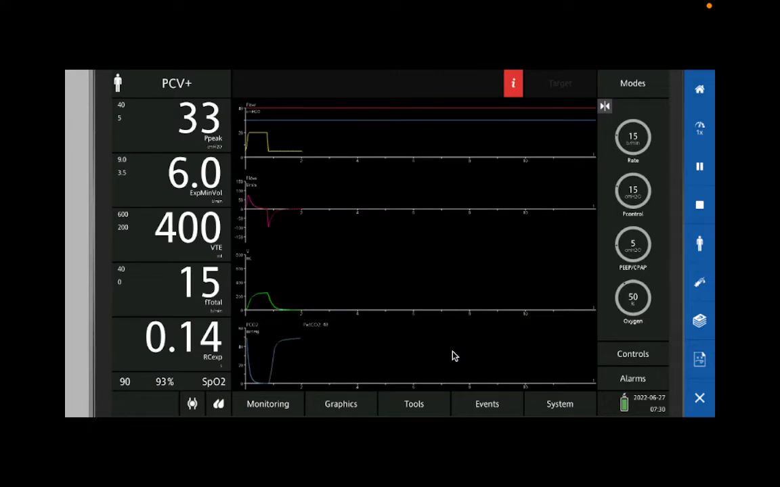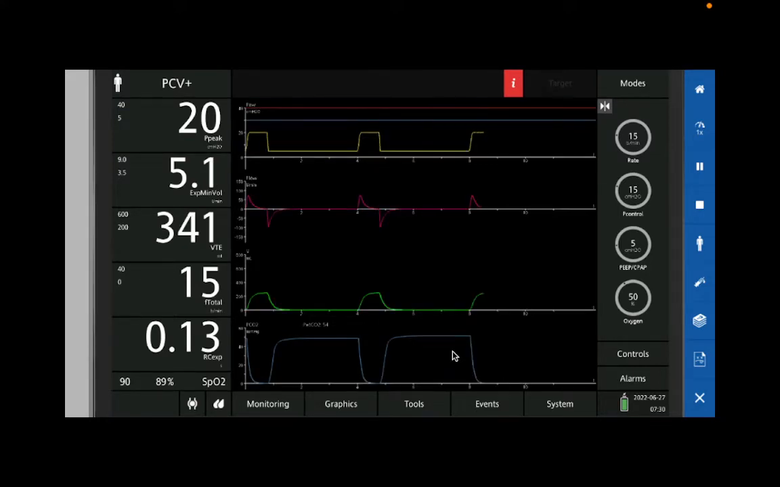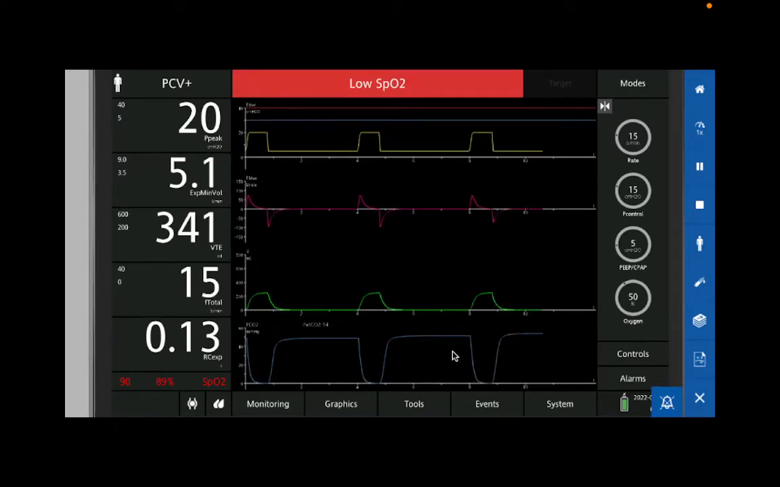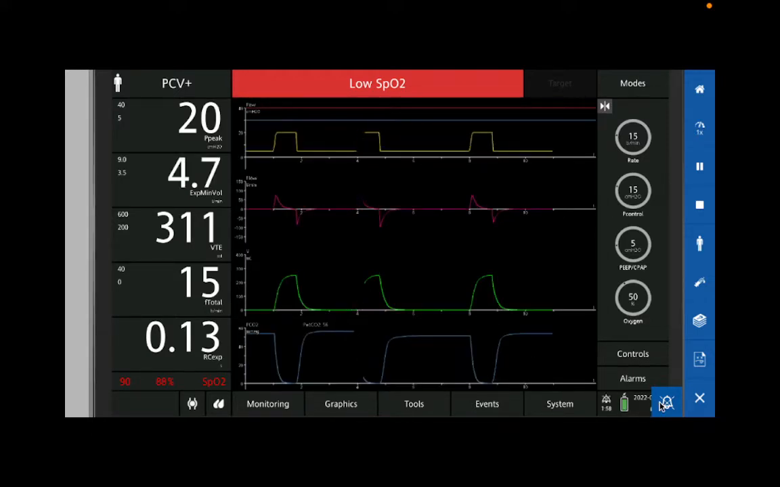All right, so we're ventilating this patient on pressure control now. You have a consultant, and he says, I want a tidal volume of 450. What is our tidal volume right now? 311. So how do we get up to 450?